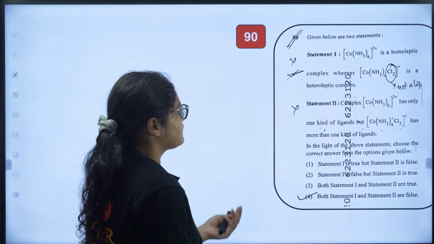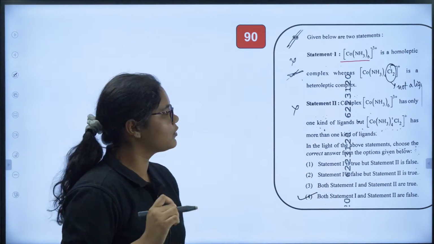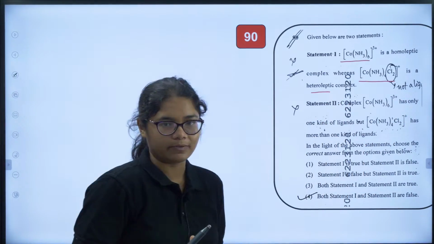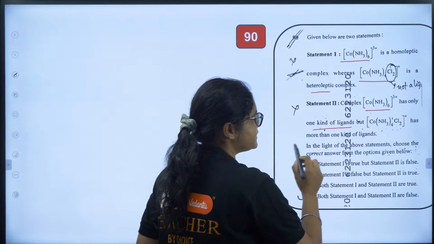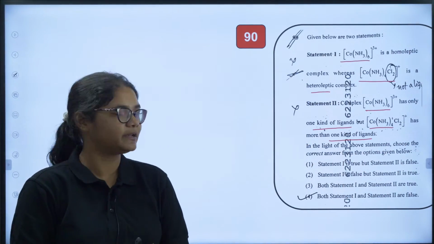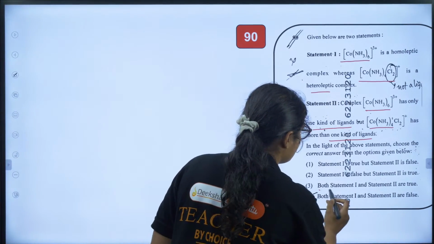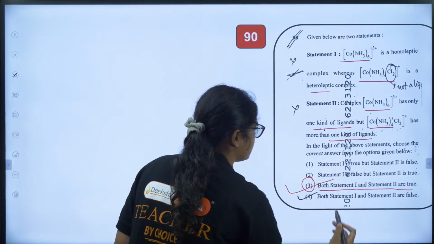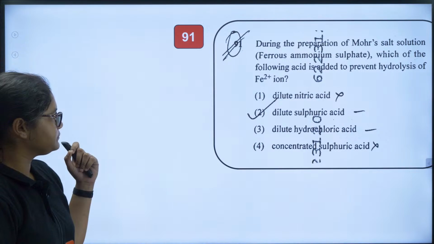So the next question is again about coordination chemistry. We have Co(NH3)6 is a homoleptic complex. Cr(NH3)4Cl2 is a heteroleptic complex. The reason they have given in the question is that here only one kind of ligand is present and here more than one kind of ligand is present. So that is the correct explanation. Both the statements are correct. So the correct answer for this one will be both statement 1 and statement 2 are correct. Okay. So the correct answer is option number 3. Okay. Now let us see the next question.